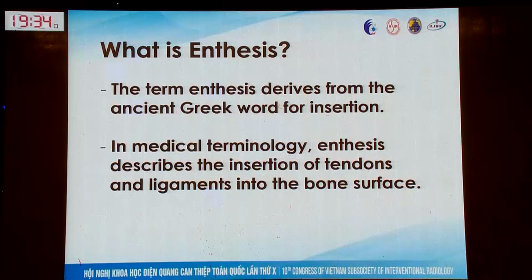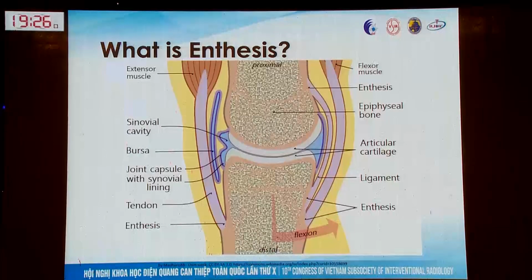So what is enthesopathy? What is enthesis? It means the insertion of tendons and ligaments into the bone surface, like you can see in the picture here. So this is enthesis, the tendon insertion to the bone surface, and the ligament as well. And in a broad meaning, we can call bursa enthesis as well.